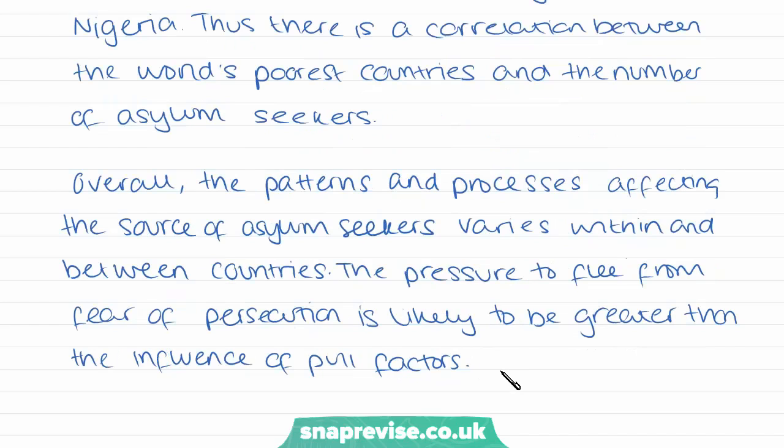And then finally, to finish off, it's good to have a concluding statement, especially in these 9-mark questions. So I've said overall, the patterns and processes affecting the source of origin of asylum seekers varies within and between countries. The pressure to flee from fear of persecution is likely to be greater than the influence of pull factors. So I've essentially summarised what I've said in the rest of my answer.